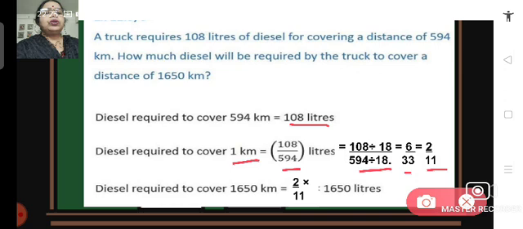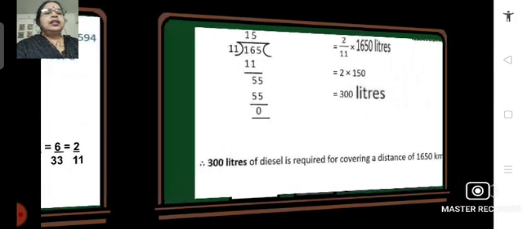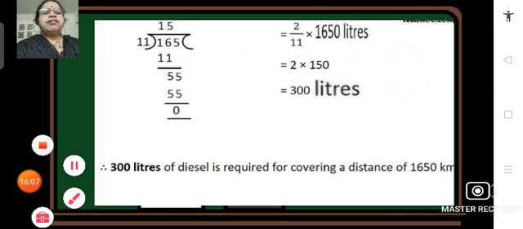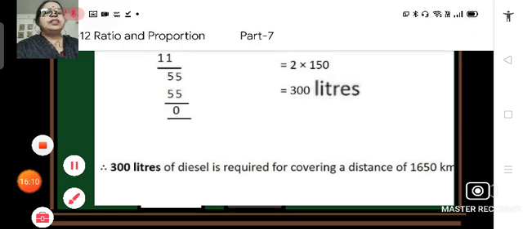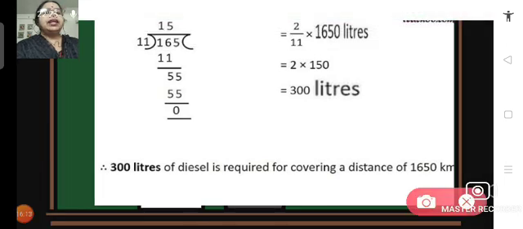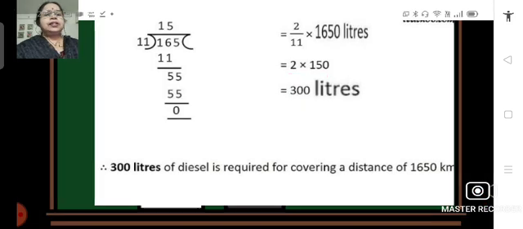So the diesel required to cover 1650 kilometers will be 2 upon 11 multiplied by 1650 liters. Now how do we simplify this? We can divide 1650 by 11. By 11 we can divide, we get 150. So it becomes 2 into 150. So 2 into 150 becomes 300 liters. So 300 liters of diesel is required for covering a distance of 1650 kilometers.